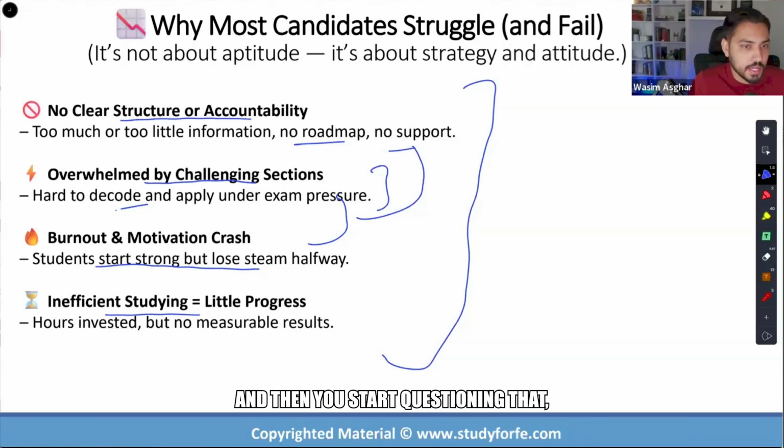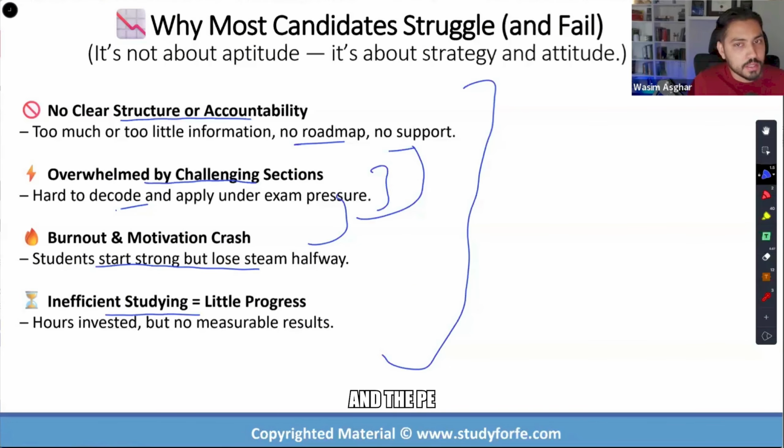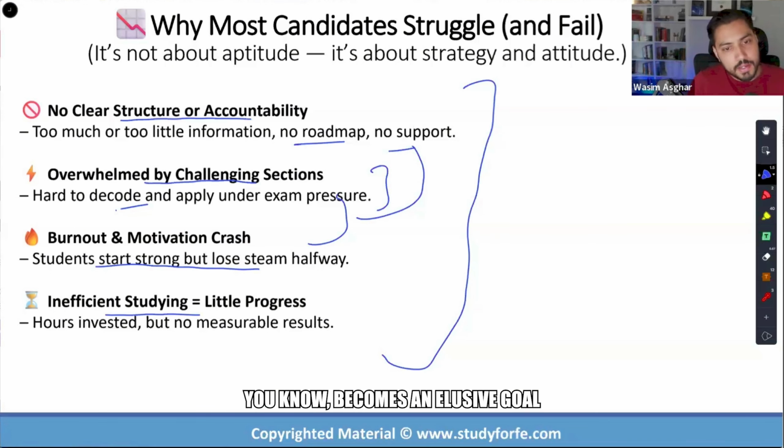And then you start questioning: I'm already working full time, I'm gainfully employed, career is fine, I'm not under any type of pressure from a supervisor and whatnot. So I'll look into it later on. And then the next year, this becomes more challenging. And the following year, it becomes even more challenging. And the PE license becomes an elusive goal that is almost always out of reach.